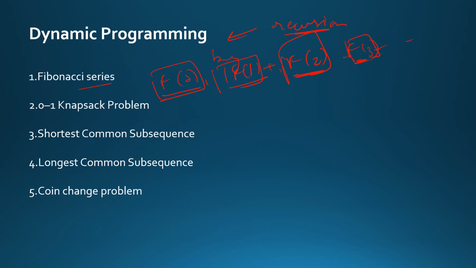Similarly, for the 0-1 knapsack problem, dynamic programming is used. For the longest common subsequence, dynamic programming is also used to make it more efficient. For the longest common substring, dynamic programming will also help. For the coin change problem, dynamic programming will help as well.